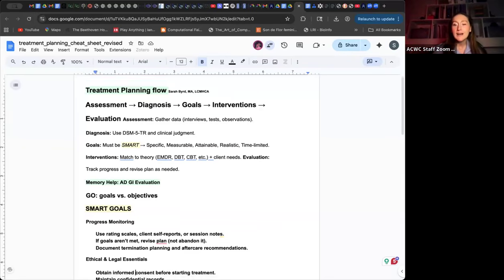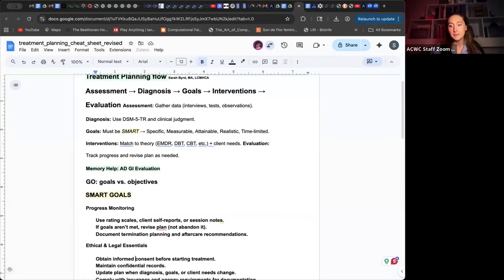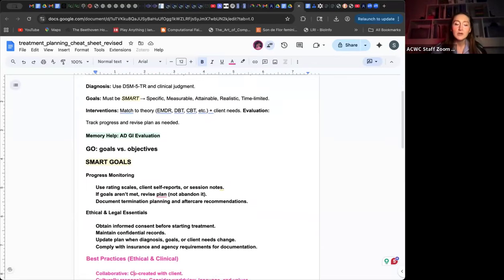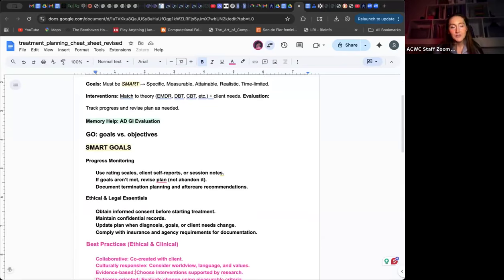Okay. So as we're doing this whole treatment with our clients, we're of course monitoring their progress, right? We're using rating skills. Obviously, we're using client self-reports. We're checking in with the clients. We're using our own session notes. And since we just teach the test, these are different aspects that can be in test questions: monitoring the progress of the client.